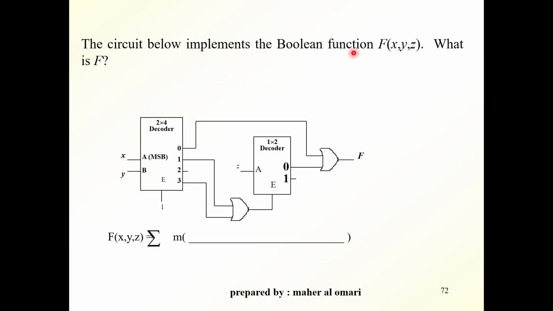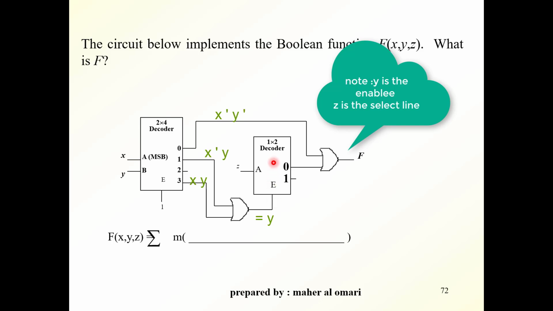The circuit below implements the Boolean function f with the domain x, y, z. Here we have x, y, and z. What is f at the output? Remember, this is a decoder. Remember the equation of the decoder. Here we will have S0 bar, S1 bar, meaning X bar, Y bar at the output. This output here will be X bar, Y. And this output here will be XY. Now, these two will go into this OR gate, and here they will give me a Y.